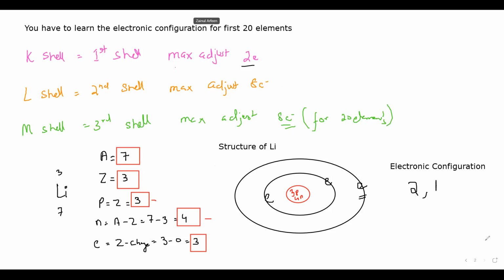Another example. Say we have the element beryllium, which is 4 and 9. Now what is A here?